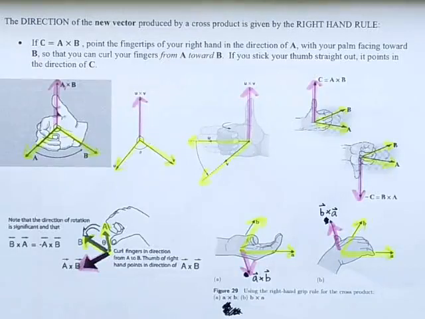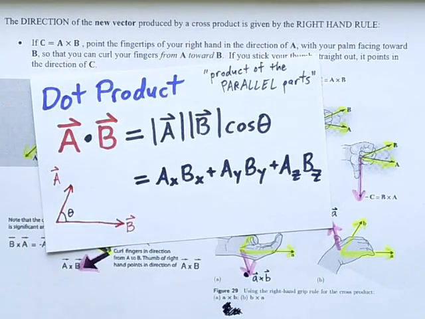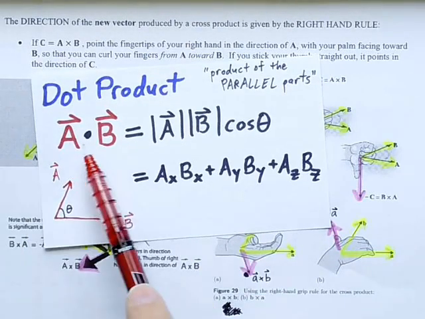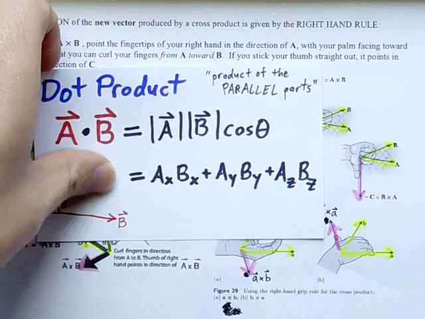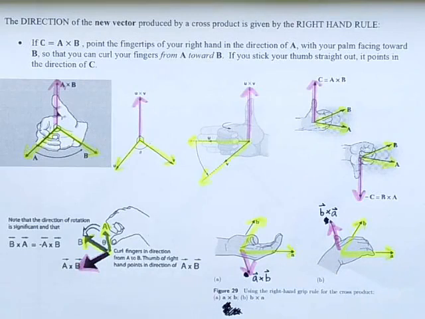I've said that the cross product is also known as the vector product because it takes two vectors and produces a new vector. So why is that? Why does the dot product take two vectors and produce a scalar, but the cross product takes two vectors and produces a vector? The answer is because we say so.